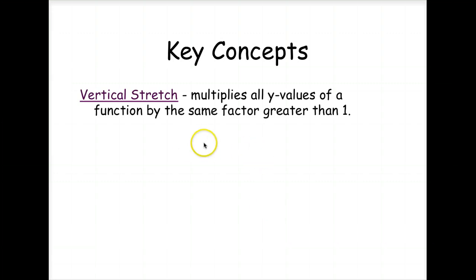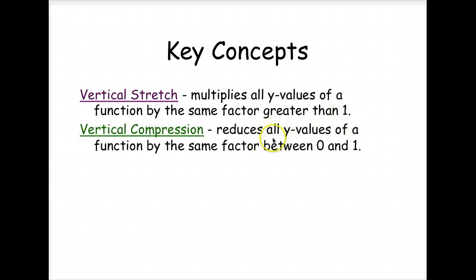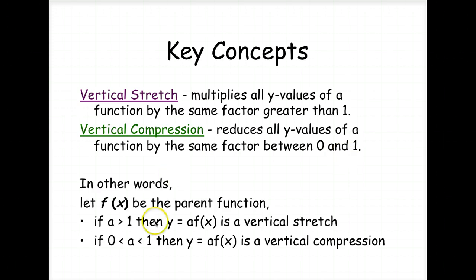Okay, let's look at a vertical stretch. That means that we're going to multiply all y values of a function by the same factor greater than 1, whereas a compression reduces all y values of a function by the same factor between 0 and 1. So you think compress, small numbers, 0, 1, you're talking fractions. In other words, let f of x be the parent function. So if a is greater than 1, then we have a vertical stretch. If a falls between 0 and 1, we have a vertical compression.